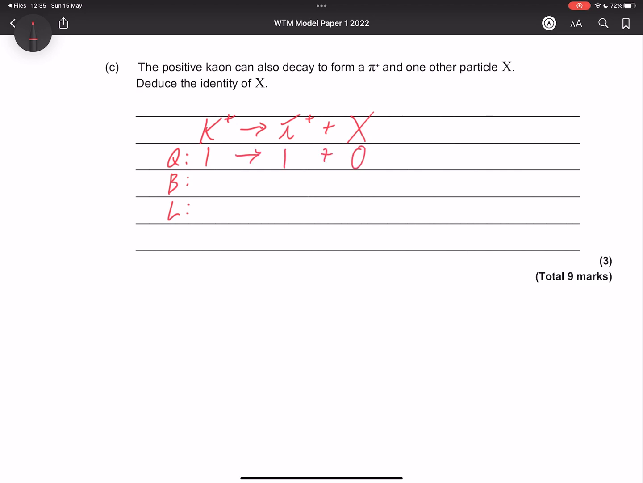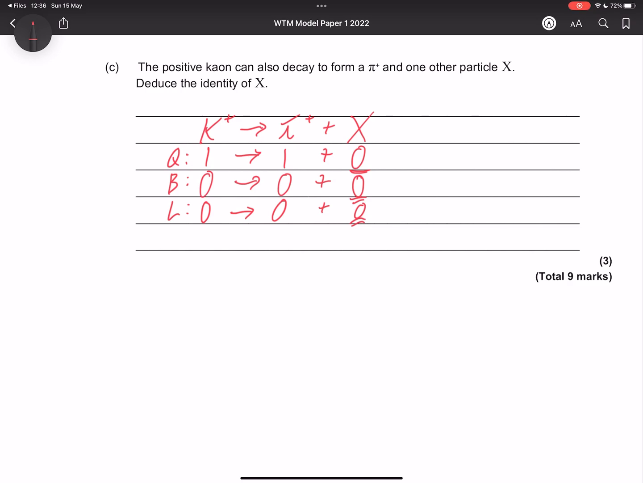So, charge is easy, because the particles have plus symbols, leaving us with 1 on each side already, 0 charge on X. Baryon numbers are 0 throughout. They're both listed as mesons, not baryons, and that means their lepton numbers are also going to be 0, because they're mesons, not leptons. Which means X is given the lovely structure here of having 0 charge, 0 baryon number, and 0 lepton number.